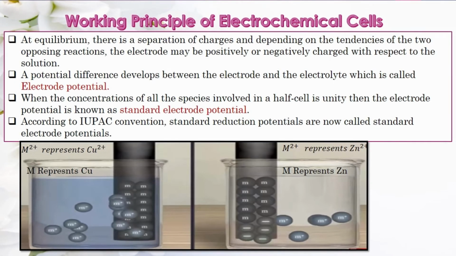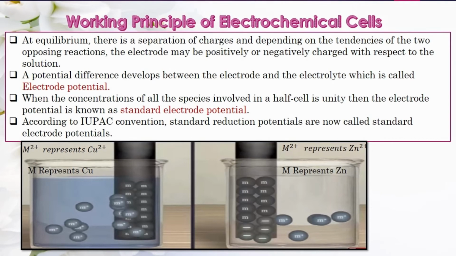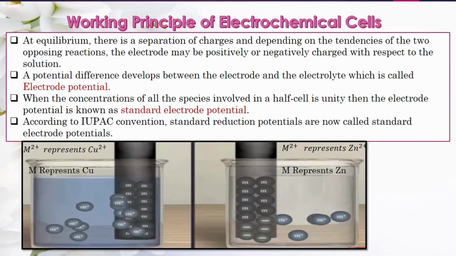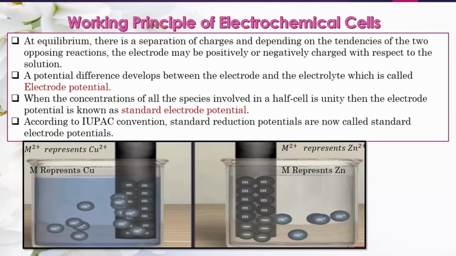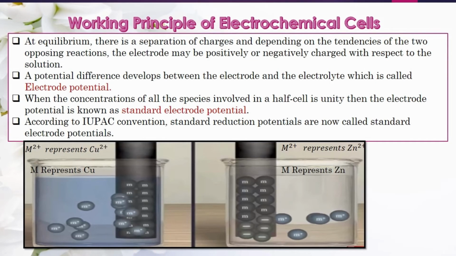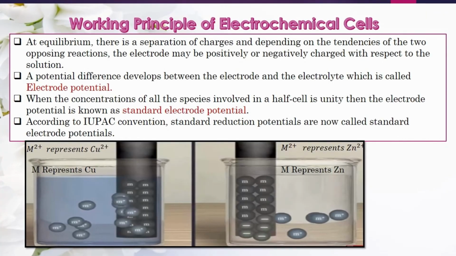So, the solution will have a negative charge. So, in this half cell, the copper electrode will carry a positive charge and its electrolyte, that is copper sulfate solution, will carry a negative charge. Here also we have charge separation, hence a potential difference will be created between the electrode and its electrolyte.